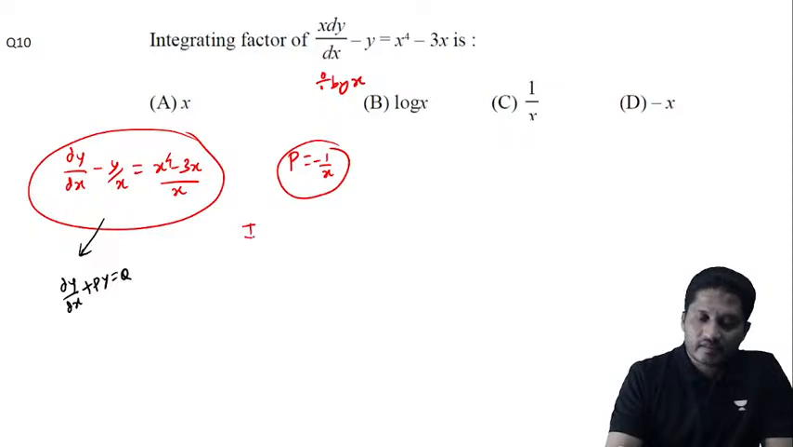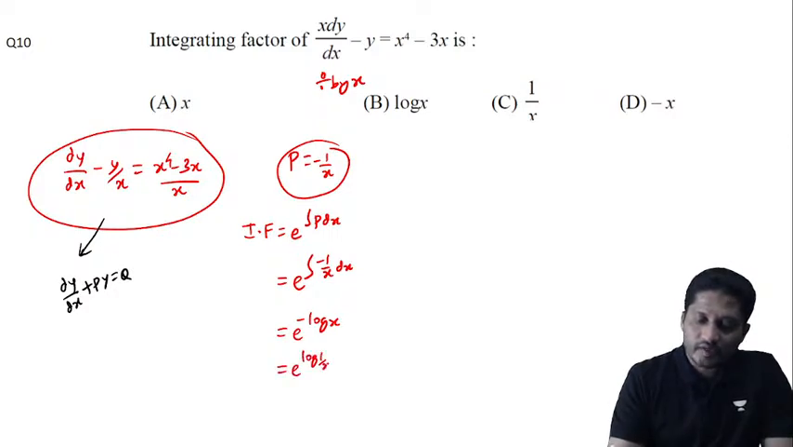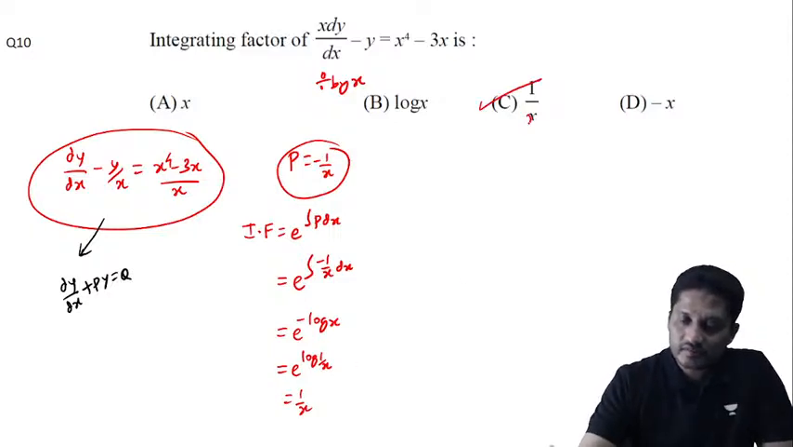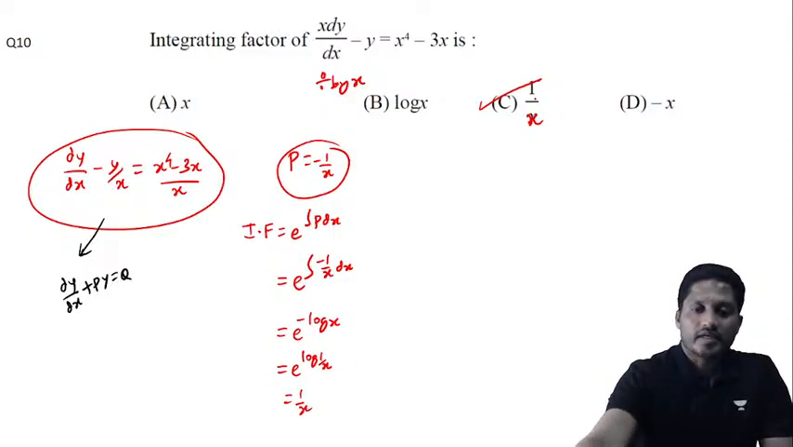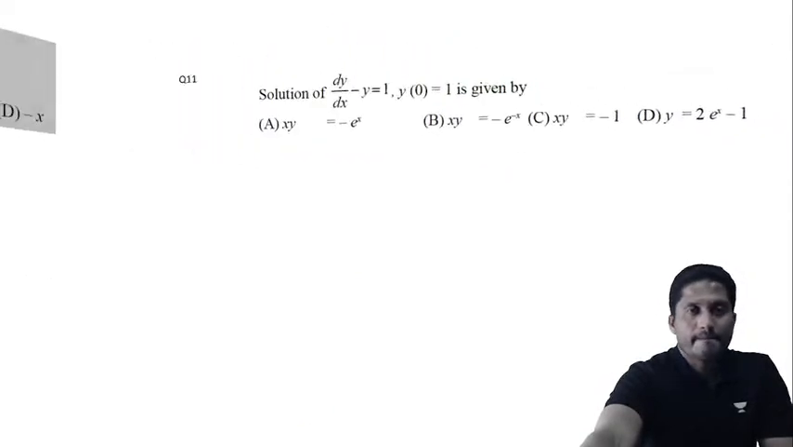Integrating factor is e per integration of p dx. E per integration of minus 1 by x dx. E to the power of integration of 1 by x is log x. Minus log x can be written as log 1 by x. E power log x is x, you get 1 upon x. Answer is option C. Alright, let's move to the next question.